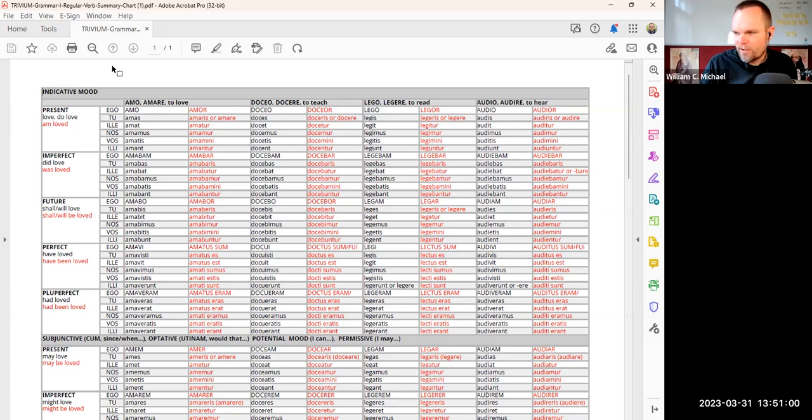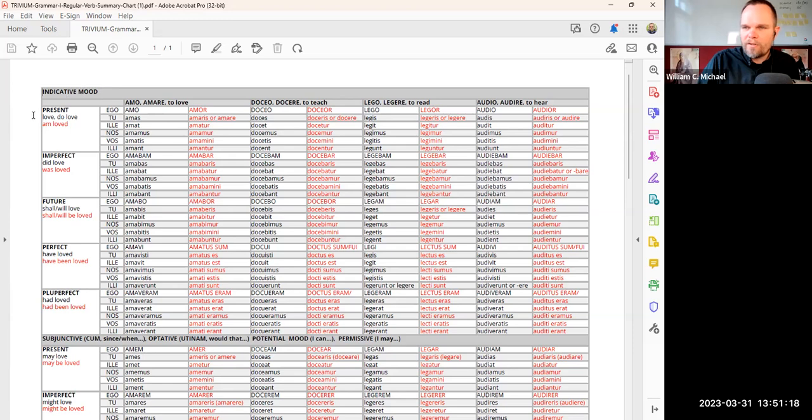I came up with this chart like, I don't know, 15 years ago, and it's very, very helpful. So let me show you how to use it, okay? If you have this one chart, it shows you how to translate every single verb of any of the 4 conjugations. So let me show you.